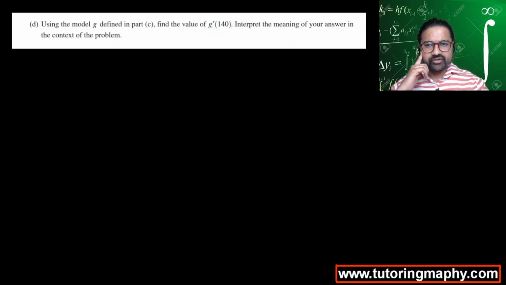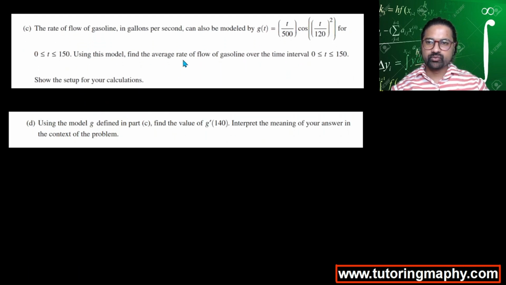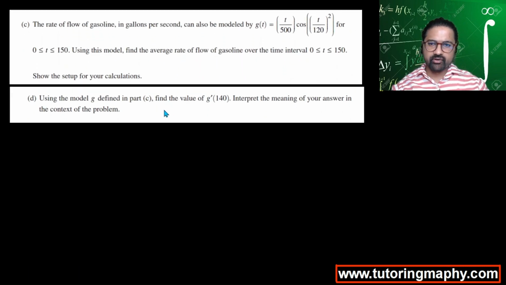And the last part is, using the model G defined in part C, find the value of G prime of 140 and interpret the meaning. Okay. So it's as simple as you just have to find the derivative of this particular function at t equal to 140. That should not be a problem for us because that's a calculator-intensive question. I'm just going to go back and find the derivative of this and plug in 140 in it. So give me just 1 minute.